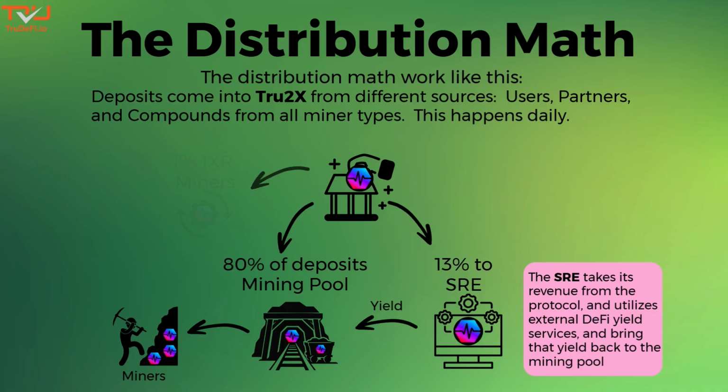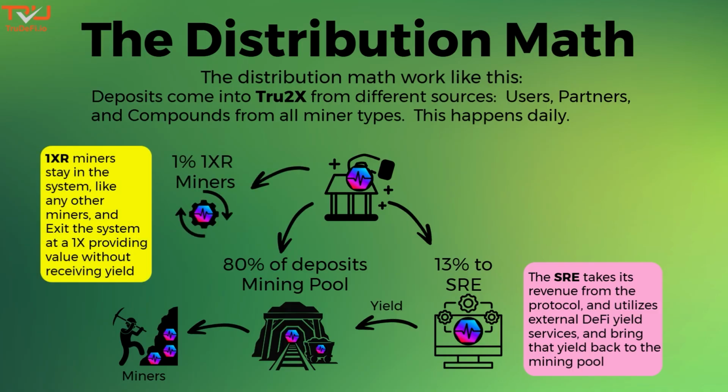1% of all deposits from all sources go into the 1XR miners. The 1XR miners stay in the system like any other miner and exit the system at a 1x, providing value without receiving any yield from the system. The remaining 6% of deposits go towards the overhead costs and protocol expenses.